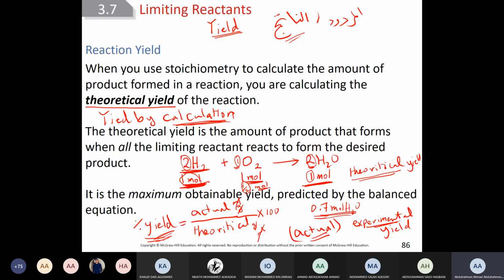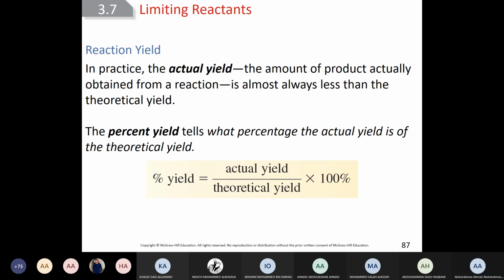70%. Exactly, 0.7 divided by 1 times 100, and it will be 70%. Okay, good. Let's do one more time. So this is called actual yield, and this is called percent yield. You have to memorize the names, and don't forget percent yield has no unit.